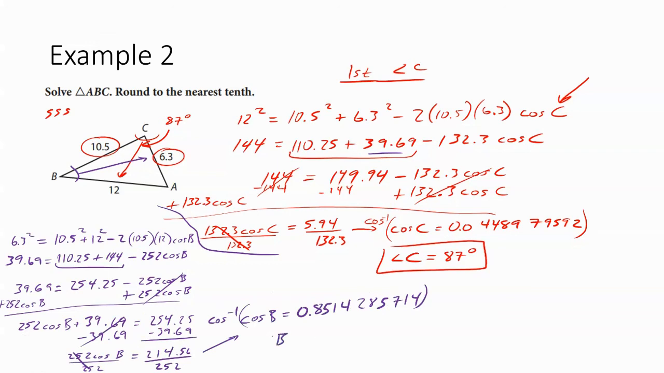So angle B, I want to go ahead and round. Okay, so again, you got approximately 31.6. I want to go ahead and round to 32 degrees. All right, so B is 32 degrees.